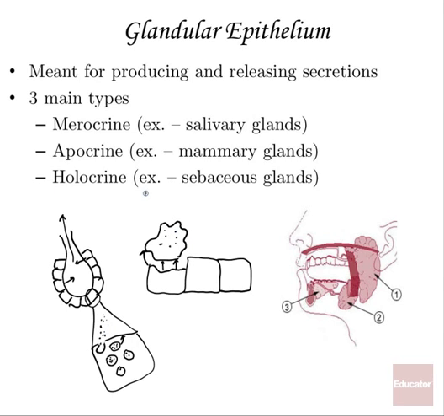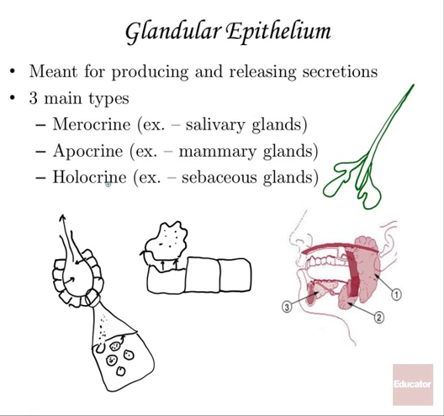Then we look at holocrine. Let me use a different color. Sebaceous glands. When we look at hairs, so there's a hair shaft. There are glands adjacent to the base of the hair shaft near the follicle. And they release an oily substance to help coat and protect your hairs. And they're associated with the hairs all over your body.